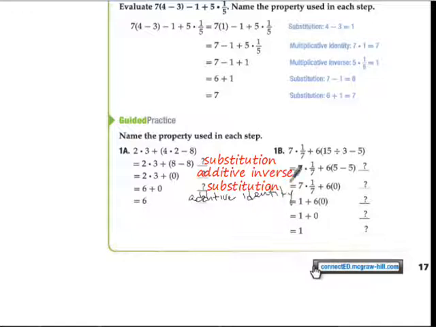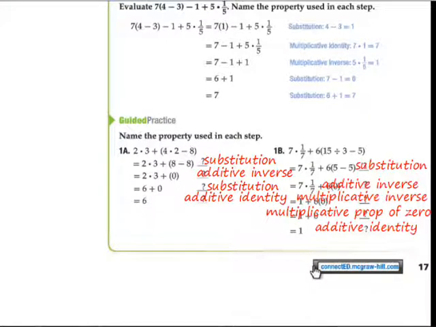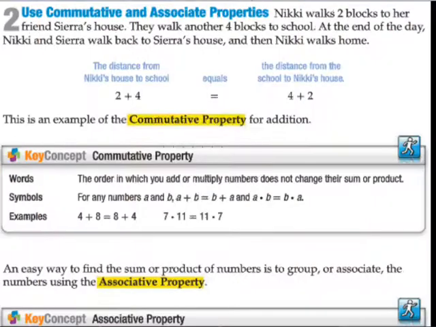Go ahead and pause the video. Try 1B on your own. See if you can get some answers there. Pause the video now. All right, check your answers against mine. For the first step, I got substitution. For the second step, I got additive inverse. For the third step, I got multiplicative inverse. Fourth step, multiplicative property of 0, and the last step is additive identity. If you didn't get those, put a star or a check mark or a heart or something next to that, and we'll take a look at that together in class.